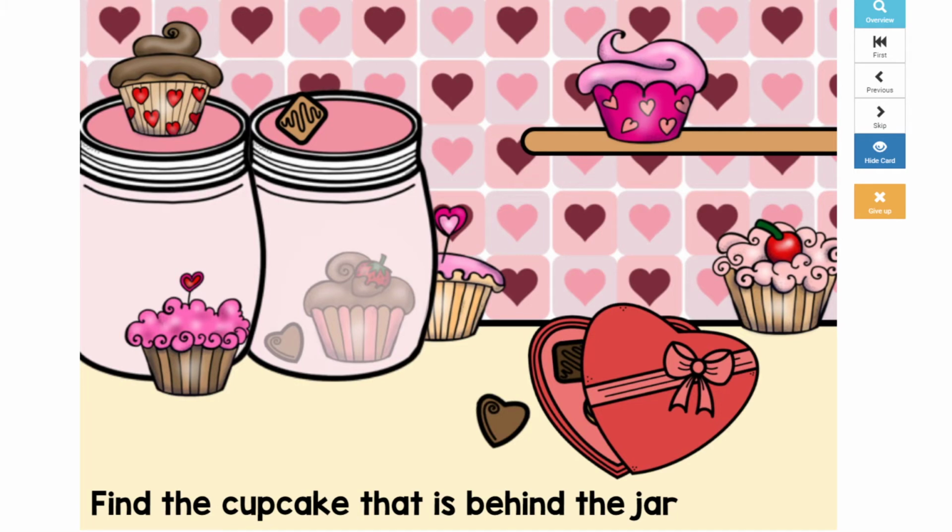Next, we're going to find the cupcake that is behind the jar. This cupcake is behind the jar. Here's the jar, and here's the cupcake that is behind it. Now we're going to find the chocolate that is in the jar. We have a couple things in the jar, but we're going to look for the chocolate that's in the jar. Here it is. This little heart chocolate is in the jar.